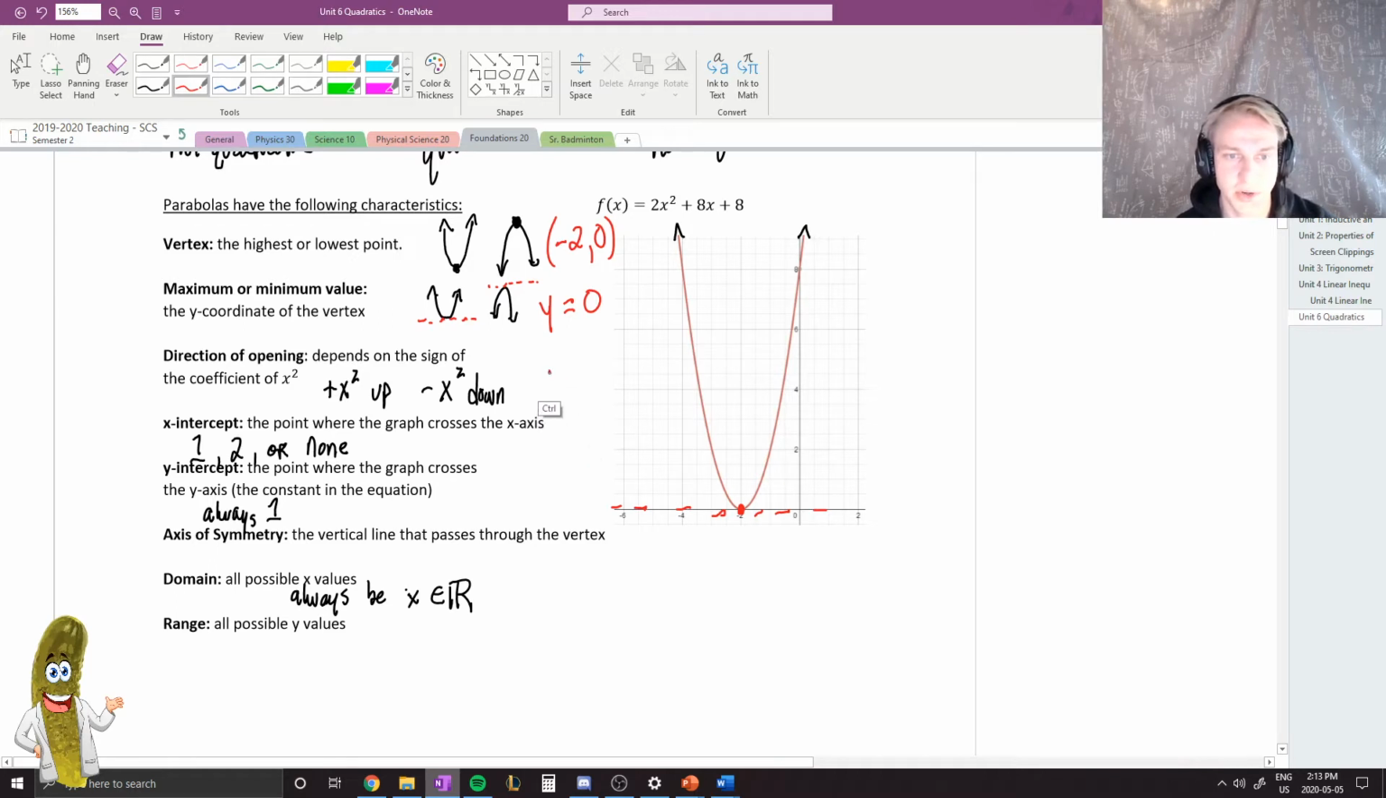Direction of opening, when you're writing that, you just have to say up or down. This one opens up because it's our happy face. The x-intercept, this particular graph only has one x-intercept, and it's right at the vertex. So we know that our x-intercept is at -2, comma, 0. The y-intercept, we said that there's always one of these. Our y-intercept is this point right here, which is at 0, comma, 8.